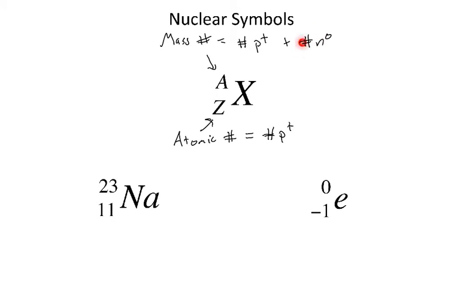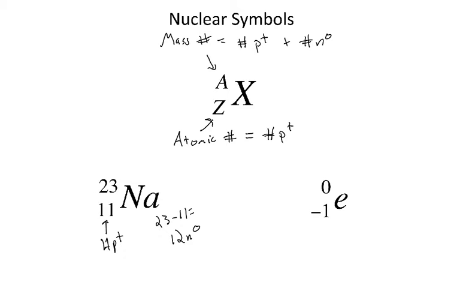If I want to know the number of neutrons, then I can just take the mass number and subtract from that the number of protons, and that tells me how many neutrons that particular isotope has. So in the case of sodium-23 here, I know that it has 11 protons, and then I know that it has 23 minus 11, that means it has 12 neutrons.